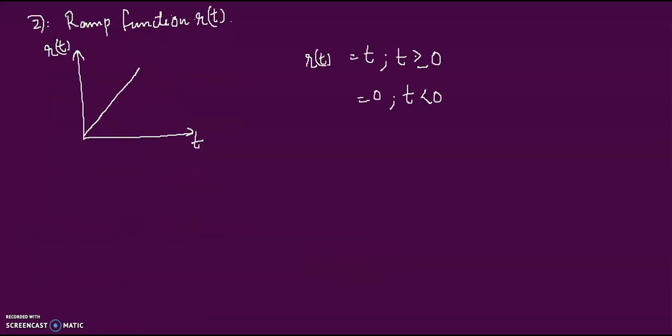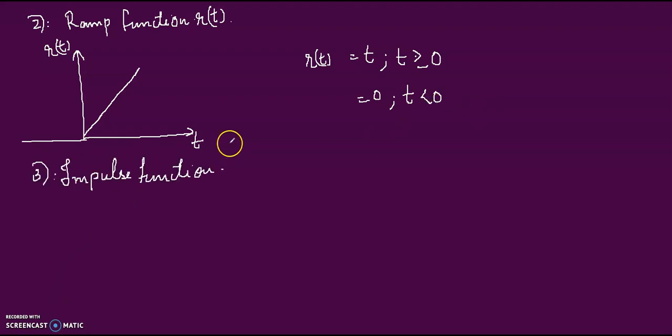Next, ramp function. Ramp function is a linearly varying function. Here, the value of r of t varies linearly with the value of t. Therefore, we can write r of t is equal to t for t greater than or equal to 0, and for t less than 0, there are no values for r of t, therefore it is equal to 0 for t less than 0.